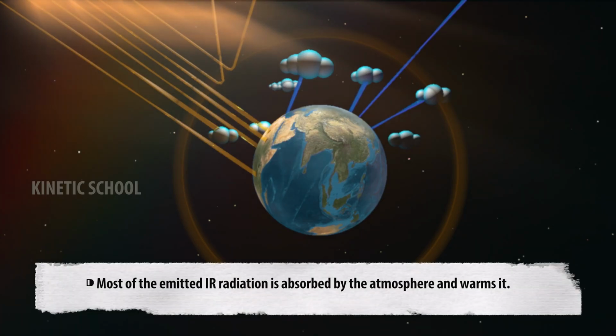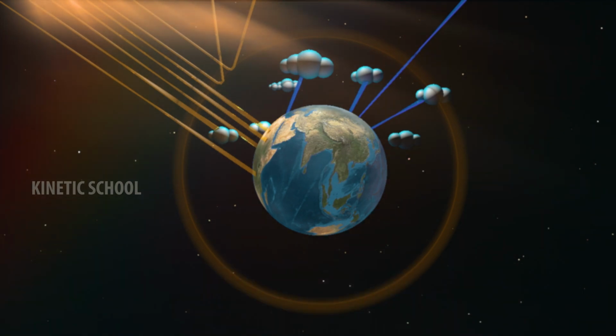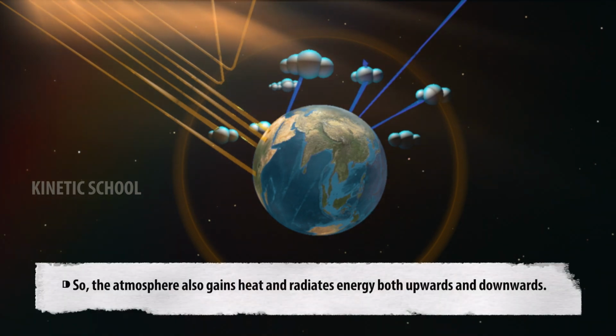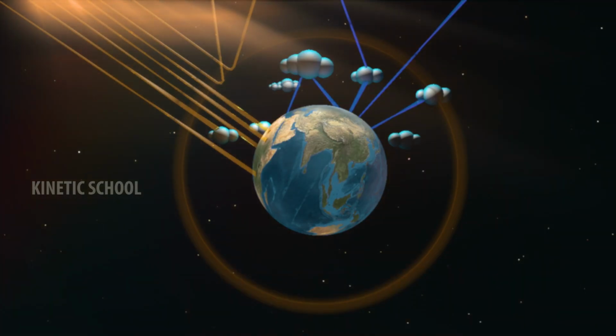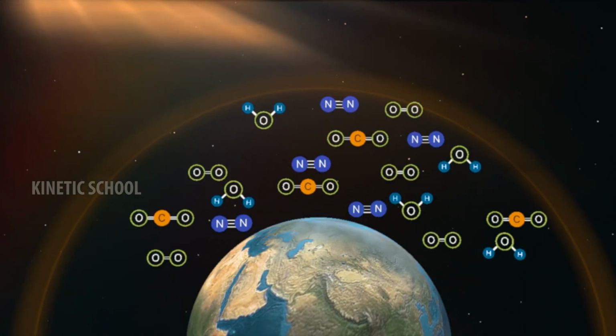Most of the emitted infrared radiation is absorbed by the atmosphere and warms it. So, the atmosphere also gains heat and radiates energy both upwards and downwards. The downward radiation is absorbed by the Earth's surface, and the upward radiation is reflected back to space.